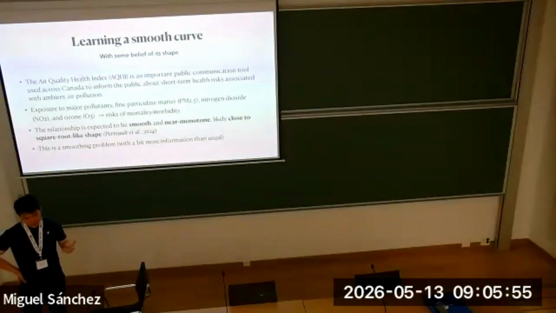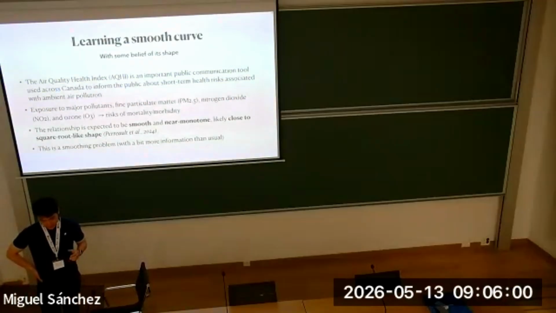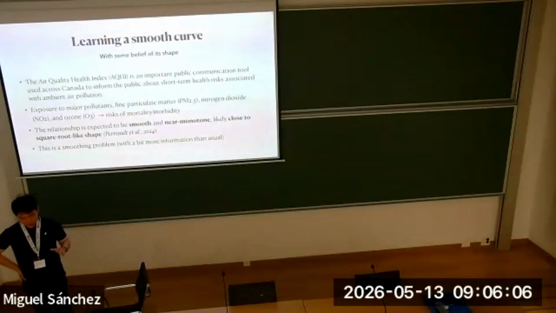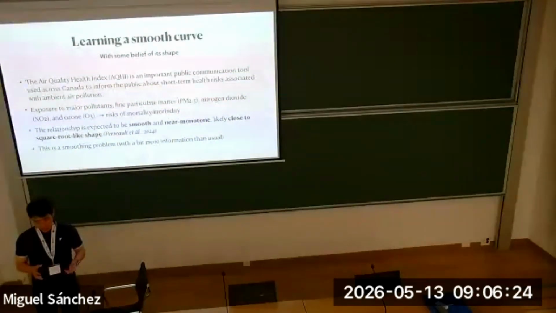In air quality health index computations, we try to come up with a tool that could be used across Canada to inform the public about the health risk associated with various types of air pollution. This index particularly looks at exposure to major pollutants like PM2.5, NO2, and O3, and how they relate to the change of risk of mortality and morbidity.